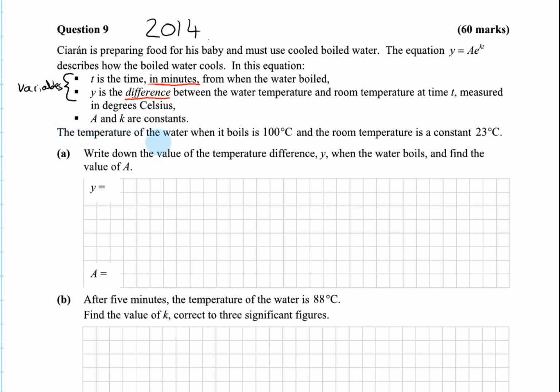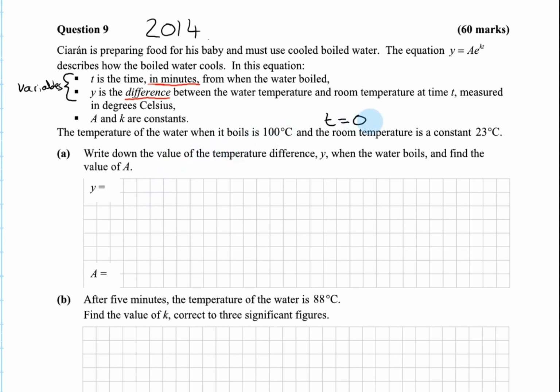So the temperature of the water when it is boiled is 70 degrees Celsius, and the room temperature is a constant at 22 degrees Celsius. So write down the value of the temperature difference Y when the water boils and find the value of A. What we're basically saying is, because we're told that T is time from when the water is boiled, in this question we assume that T is now equal to 0. It's like a hypothetical, straight away as that water has just been boiled and we stop the clock. So time is 0 minutes.